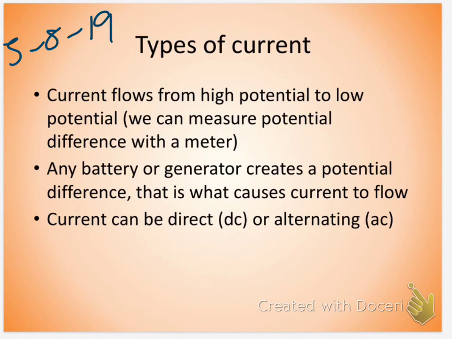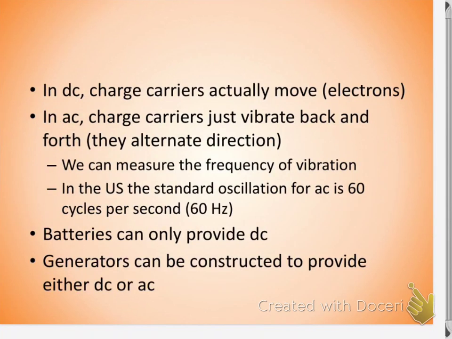So direct current is actual flow of charge carriers. So in direct current systems, you actually have movement of charge carriers. Stuff actually flows from one point to another. In alternating current, they just go back and forth.